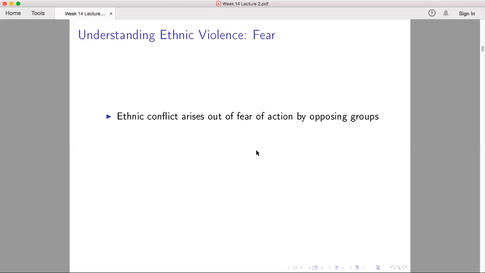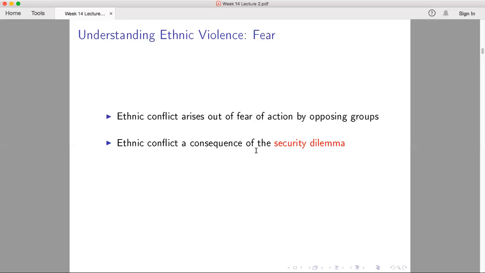So in the fear perspective, ethnic conflict arises out of fear of action by opposing groups. On one side, there's ethnicity A, and they are afraid that ethnicity B is going to mobilize around their ethnicity, perhaps become violent around it. And so they begin to mobilize themselves. And so ethnic conflict then is a consequence of a security dilemma. Now, a security dilemma, if you've taken Poly 150, you probably know about this term, but it is a way of describing how people interpret others' actions and how they begin to defend themselves around it.